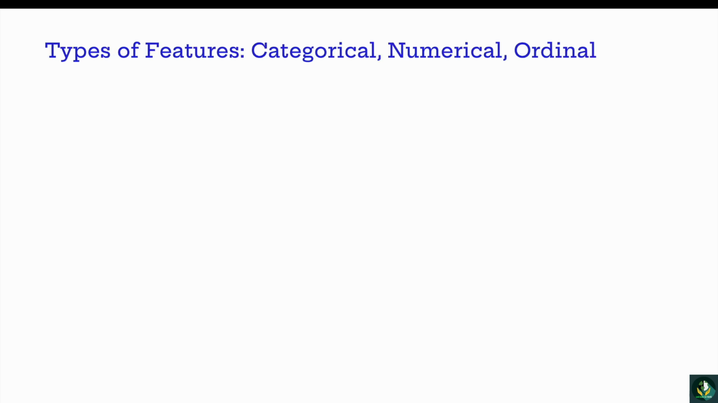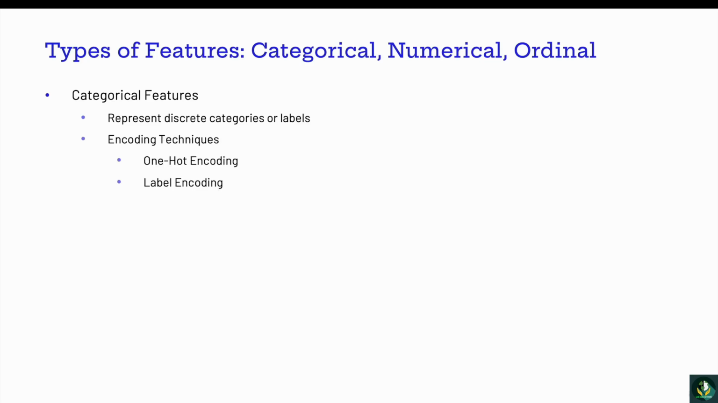Let's talk about different types of features. We have categorical, numerical, and ordinal. Now, categorical features represent discrete categories or labels. Examples can be gender, which is male or female, and color, which can be red, blue, or green. Encoding techniques that are used are one hot encoding and label encoding.